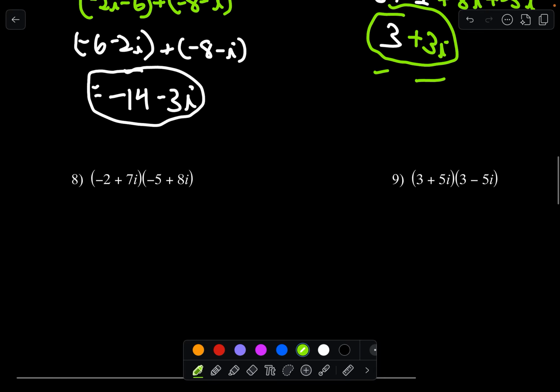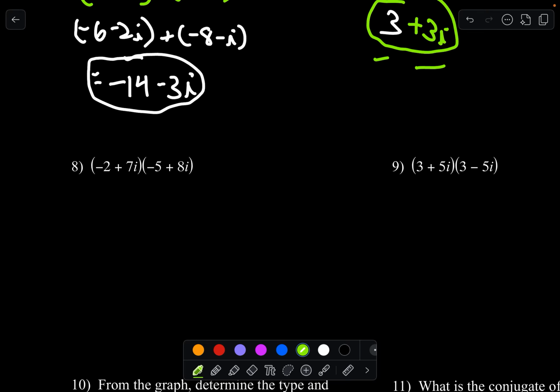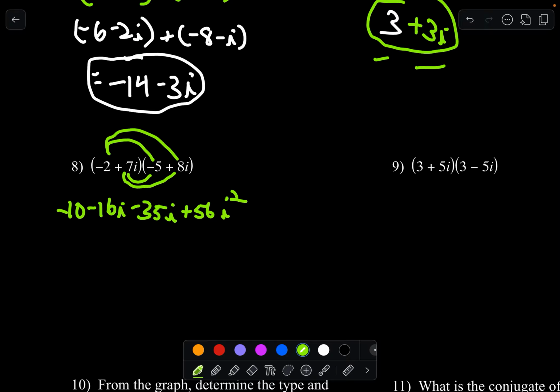Now, when we're multiplying, we have to distribute twice. So negative 2 times negative 5 is negative 10. Negative 2 times 8 is negative 16i. 7 times negative 5 is negative 35i. And 7 times 8 is 56. I times I is I squared.